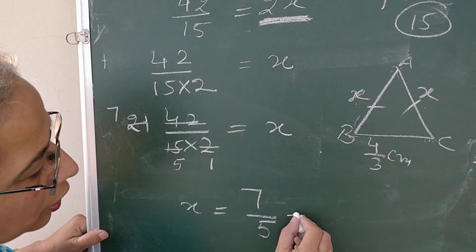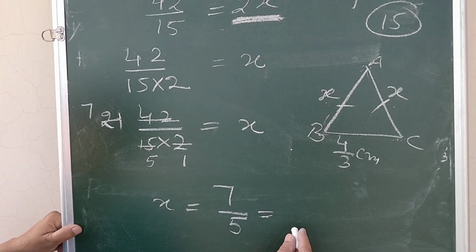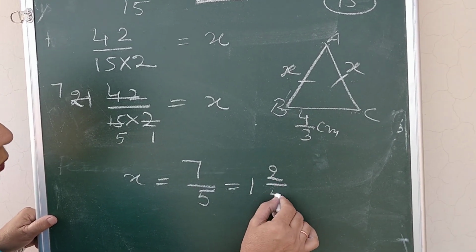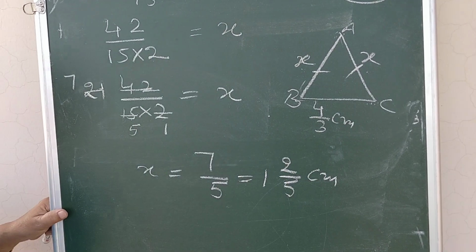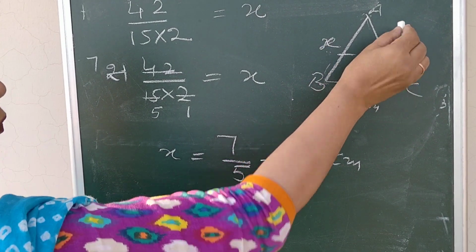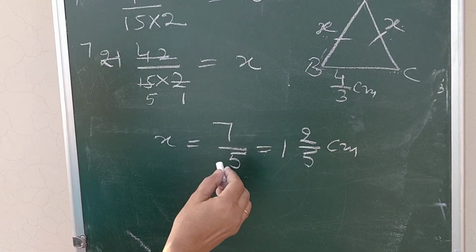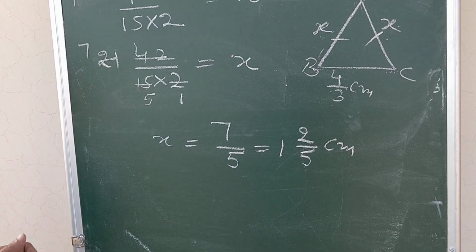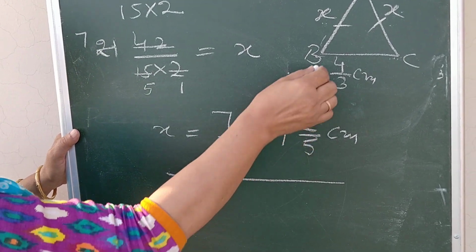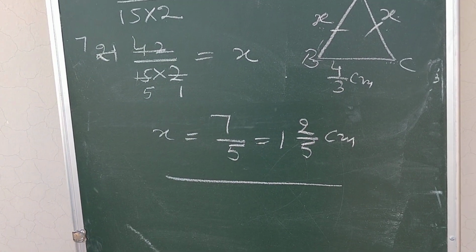You can write it in mixed fraction, 7 divided by 5, 1 2/5 centimeter. Now if we add 7 upon 5, 7 upon 5 and 4 upon 3, we will get the same perimeter as given in the question. Now the equal sides are 1 2/5 centimeter.